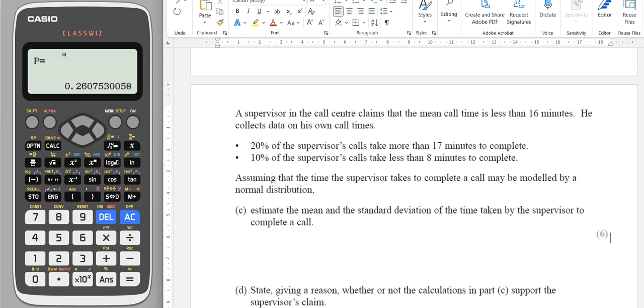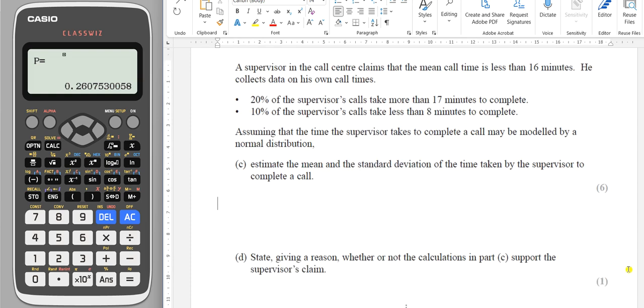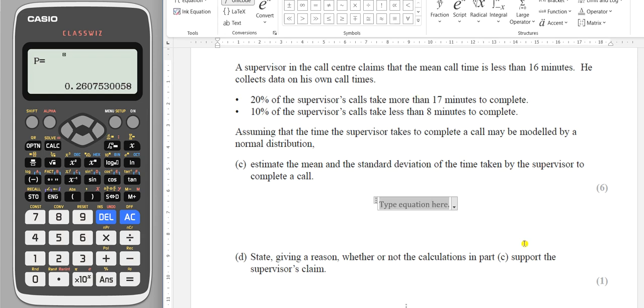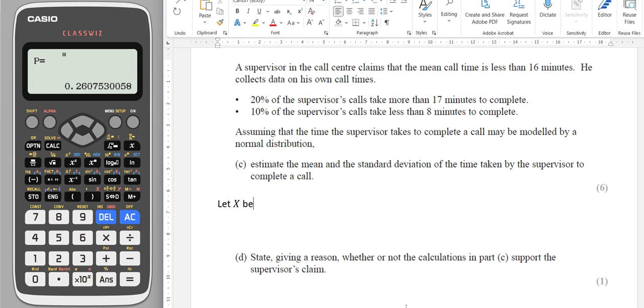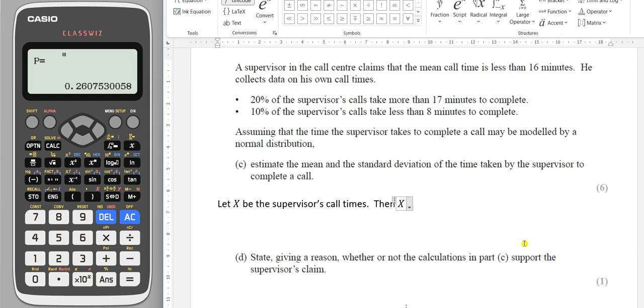Okay, the next bit is the meaty part of the question, 6 marker. The supervisor claims that the mean call time is less than 16 minutes. Remember, 16 was the mean that they gave us before. He collects data on his own call times. Now we have 2 pieces of information. We can say that the supervisor's call times are normally distributed.